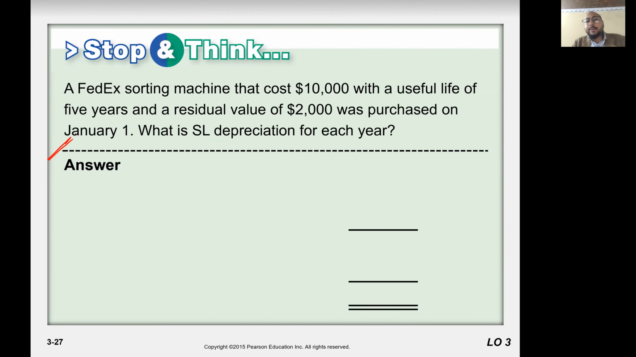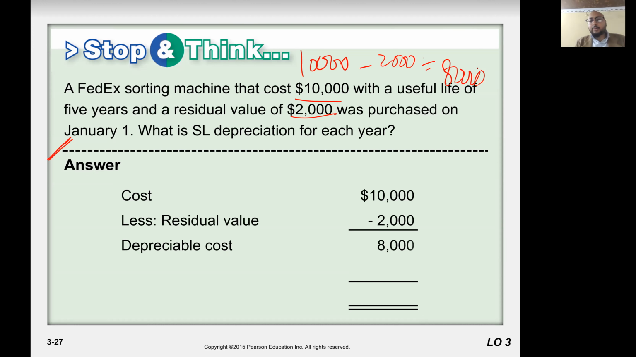So let's stop for a while and think about this illustration. So FedEx sorting machine that costs 10,000 with a useful life of 5 years and residual value of 2,000. So they purchased a machine for 10,000, okay, and after 5 years, this machine is going to be sold for 2,000. It means 2,000 is going to be recovered. So how much is the depreciable cost? How much is the value we are going to divide per number of years? 10,000 minus 2,000. 8,000 is going to be the depreciable amount.